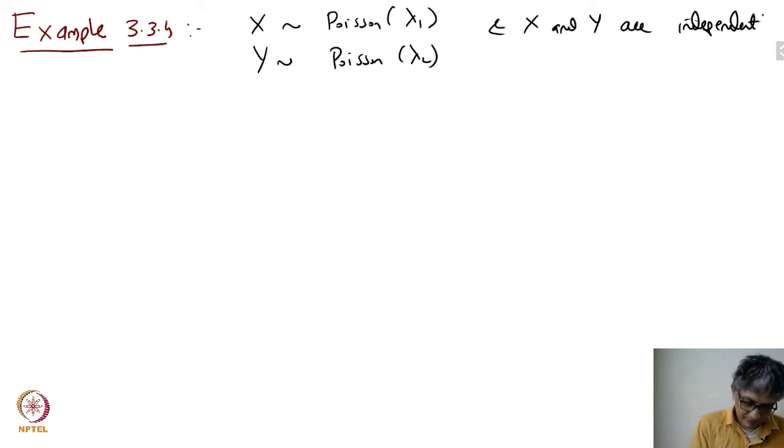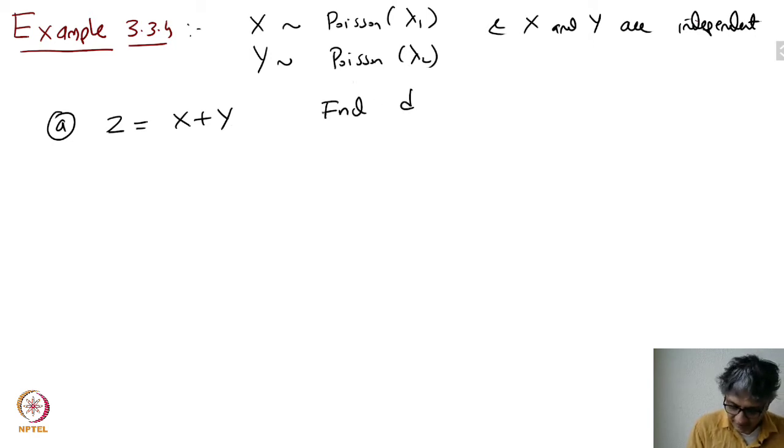So now I let z equal x plus y. Let's do that first computation, and let's try to find the distribution of z. So how would one do this?